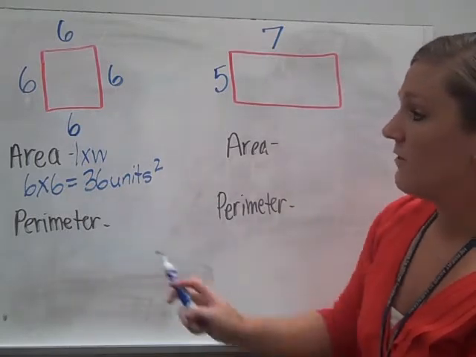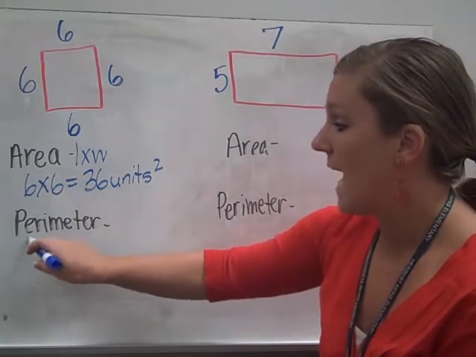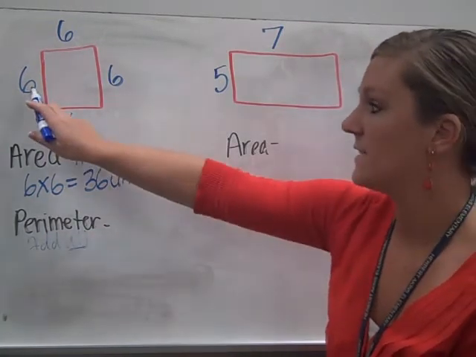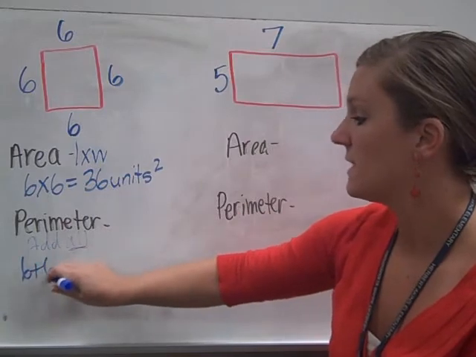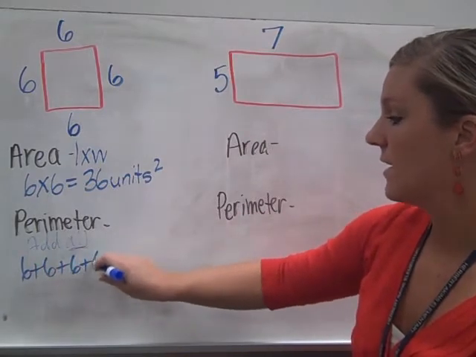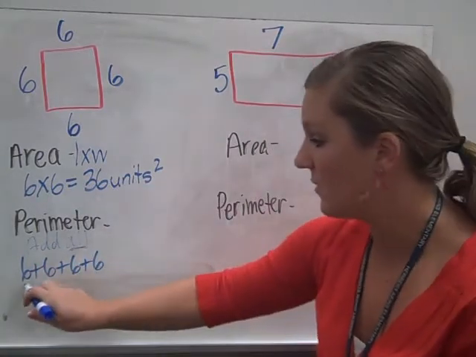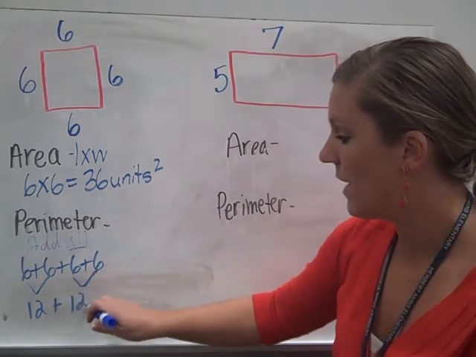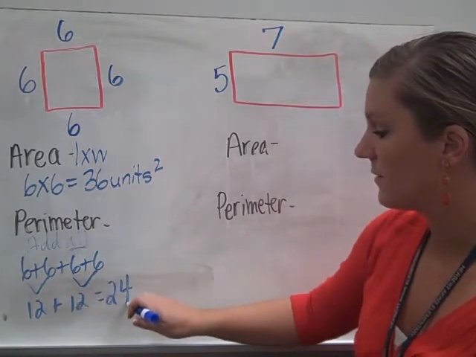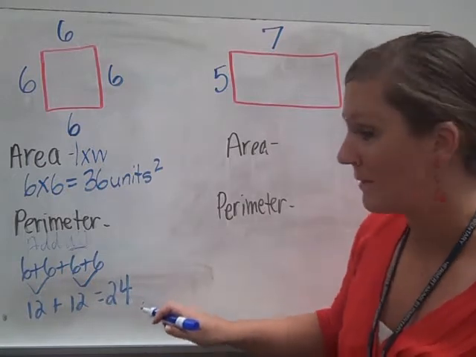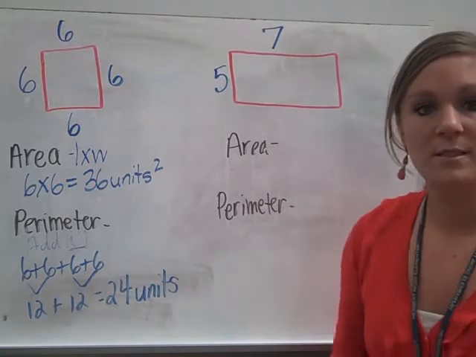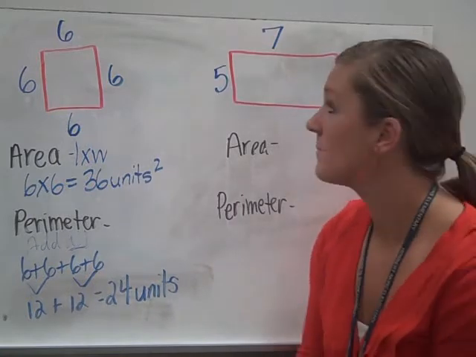Okay? For the perimeter, remember I'm going to add all sides, all of them. So I have to add 6 plus 6 plus 6 plus 6, okay? And I know that 6 plus 6 is 12. So 12 plus 12 is 24. Now I'm going to not just leave 24 because this is perimeter, so it's 24 units. Okay? Easy enough, right?